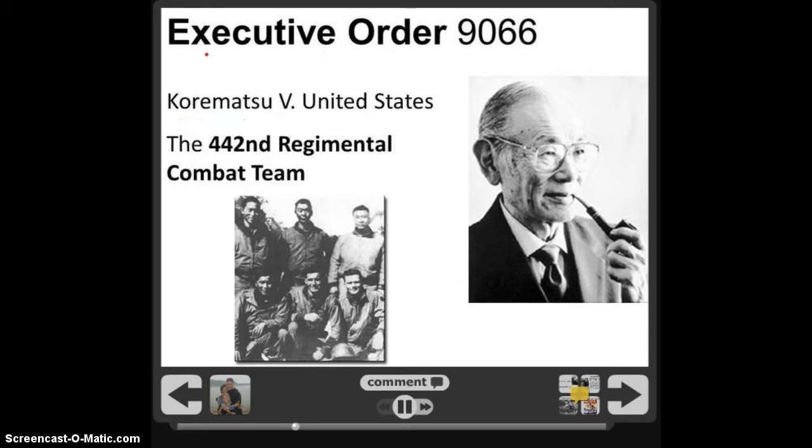FDR issues Executive Order 9066, and thousands of Japanese Americans were sent to internment camps. The idea was that, especially on the west coast of the United States, these Japanese Americans could be a risk, that they could be involved in some type of insurgency, that they could be involved in some type of terrorism, some type of spying, and Japanese Americans were sent to camps, essentially denied their Fifth Amendment right, and locked up.